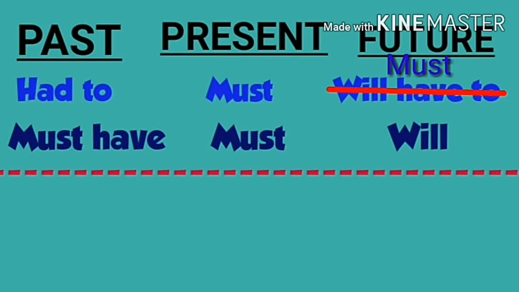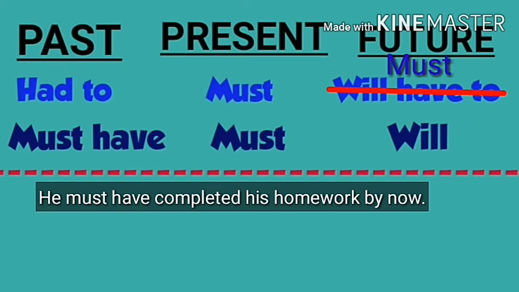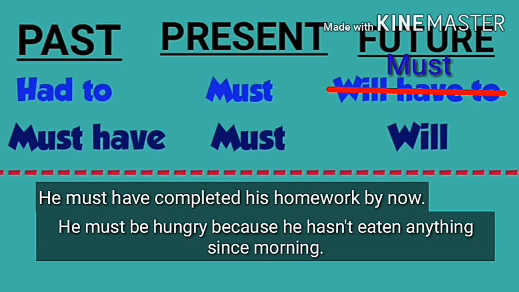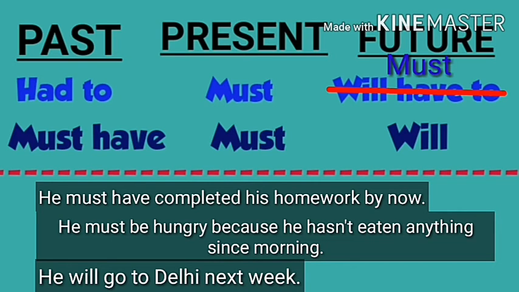Now let's look at the examples for the words in the second row. He must have completed his homework by now. He must be hungry because he hasn't eaten anything since morning. He will go to Delhi next week.